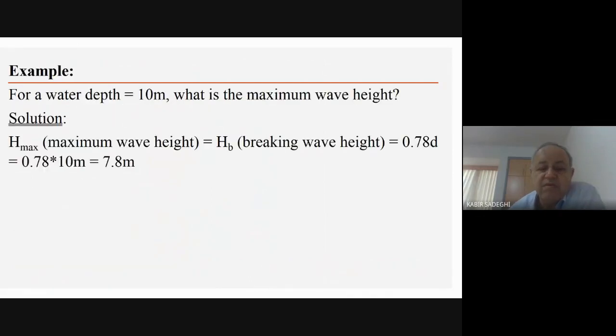We saw another example of how we calculate the maximum wave height if we have a breaking wave condition, and it was H equals H_b, and H_b is approximated to 0.78 D, where D is the water depth.